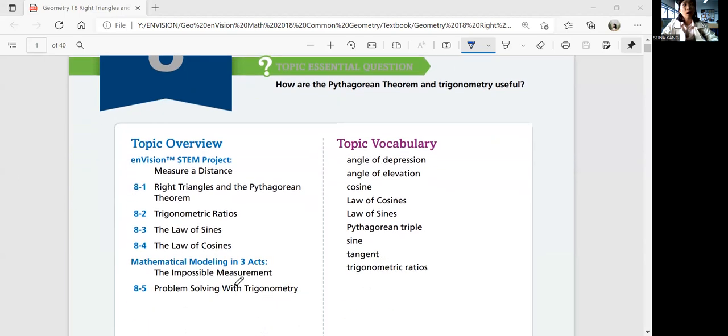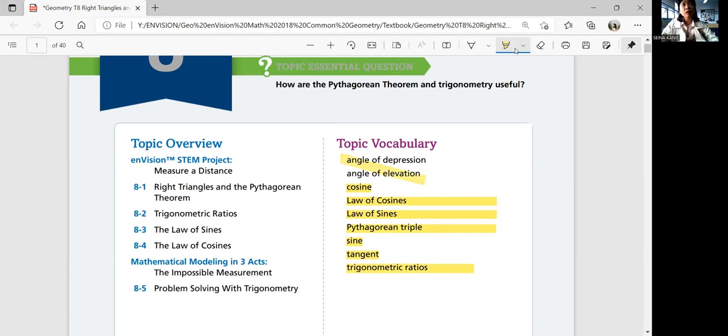So in this topic, we have 5 lessons total, and some topic vocabulary includes angle of depression, angle of elevation, cosine, law of cosines, law of sines, Pythagorean triple, sine, tangent, trigonometric ratios.